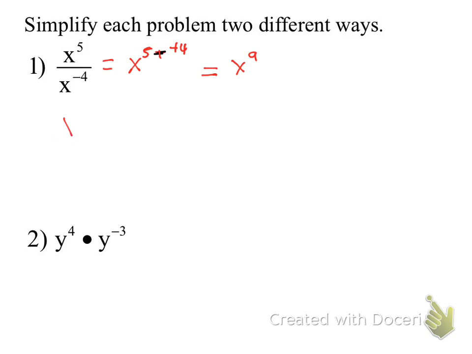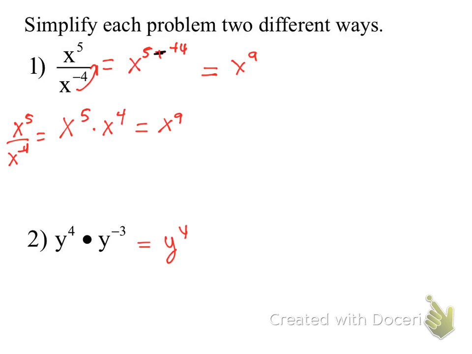I could have done it the other way. X to the 5th, rewrite it right away and move this up, times x to the 4th, it makes it x to the 9th. Okay? Right? X to the 5th over x to the negative 4 equals that. Okay? I could right away use the integer rule. You could be writing this down if you want some examples.